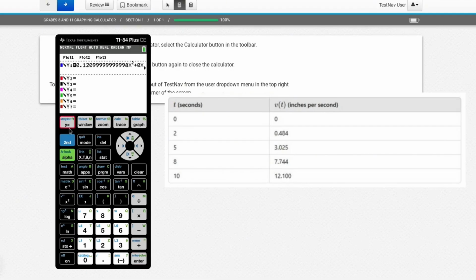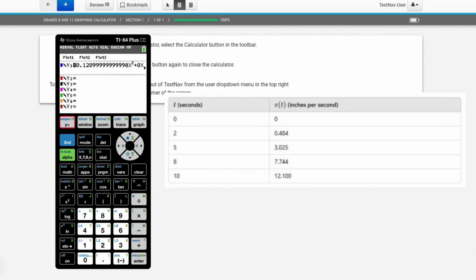Now, here it is waiting for us when we hit y equals. Now, is it exact? No, because TI likes to always make it different. But part 2 of this was asking for us to find the distance traveled for the first 10 seconds. So we're going to use our calculator to do this. Now, this is our velocity function. This is the velocity answer that we got.